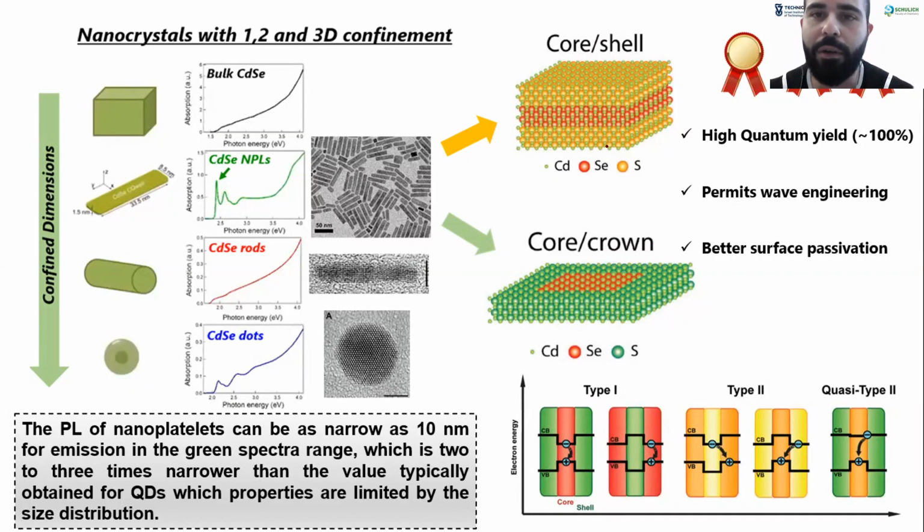Now, there are a lot of materials that have been created, like core shell or core crown, and these materials have a high quantum yield or quantum efficiency, which can reach up to 98%. Researchers like to call it almost 100%. And in this case, we have a better passivation at the surface, and it permits band engineering because we can engineer the optical properties based on the materials that we have inside and outside.